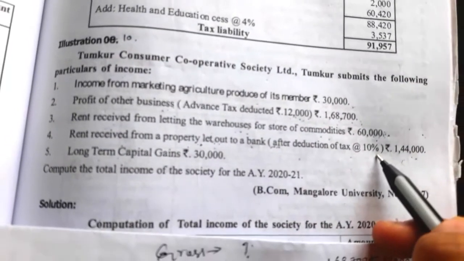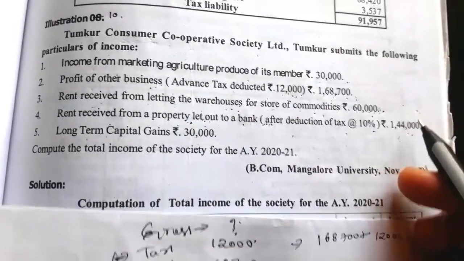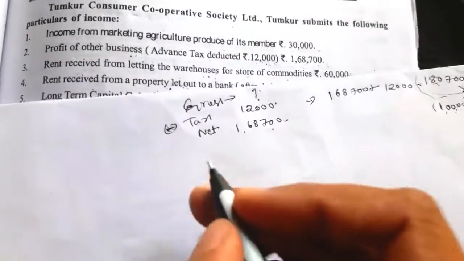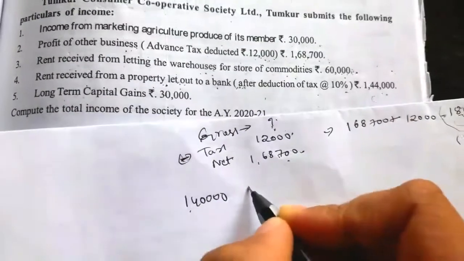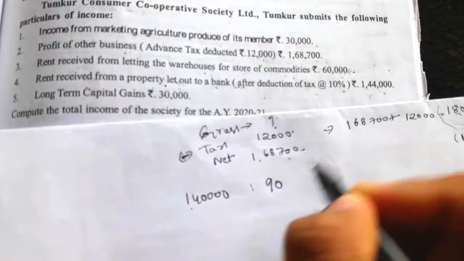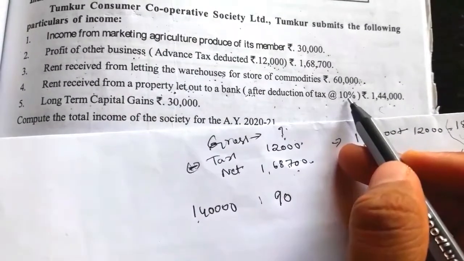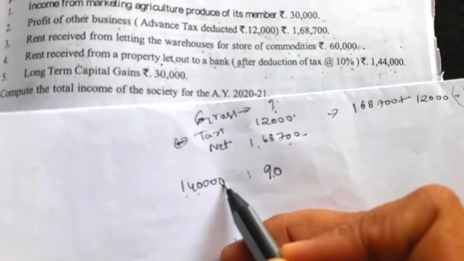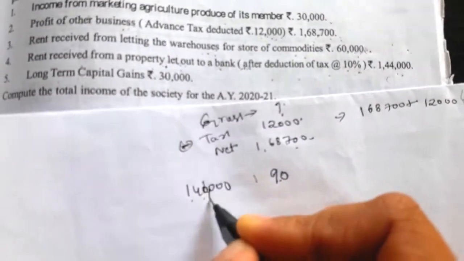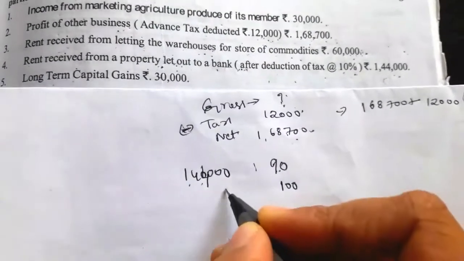This is after deduction of tax. We have to take 100%, but the given value is 90%. That is, the given value 1,44,000 is for 90%, meaning after deduction of 10% tax. So 100 minus 10 is equal to 90%. The net value 1,44,000 is given for 90%. Now we want the gross value, that is, for 100% how much.